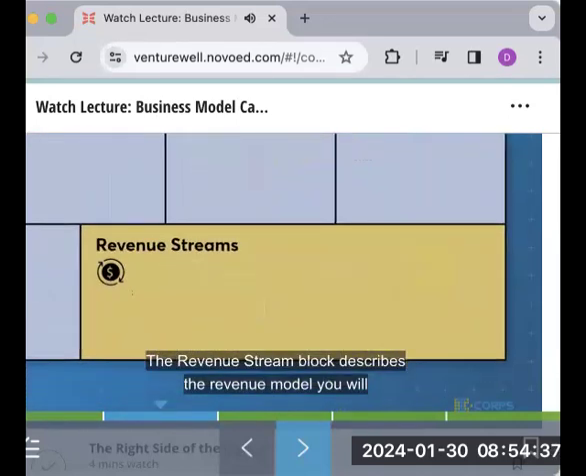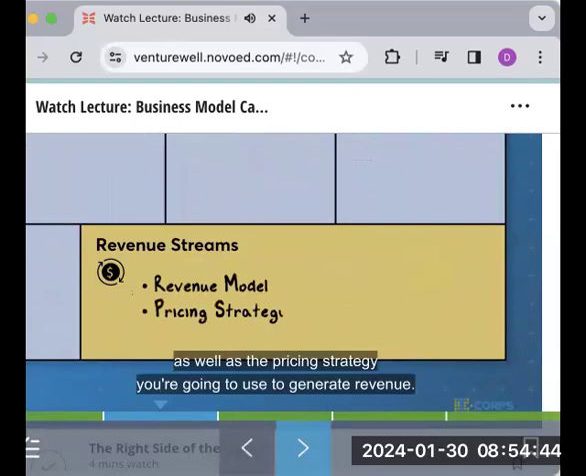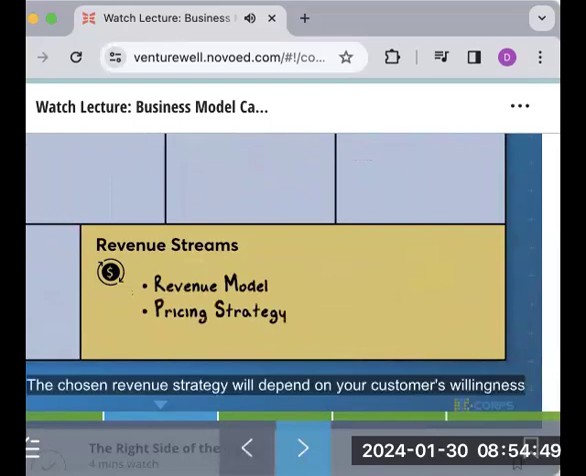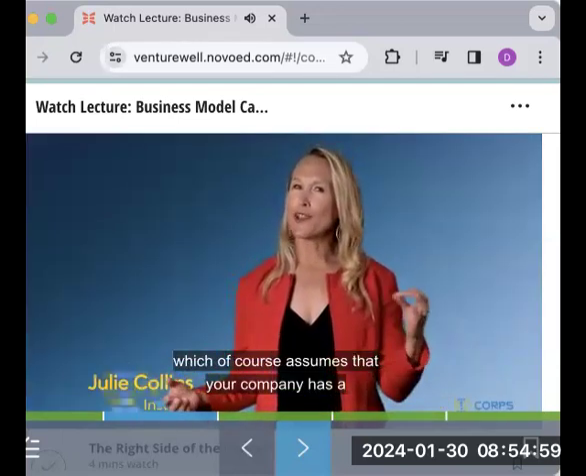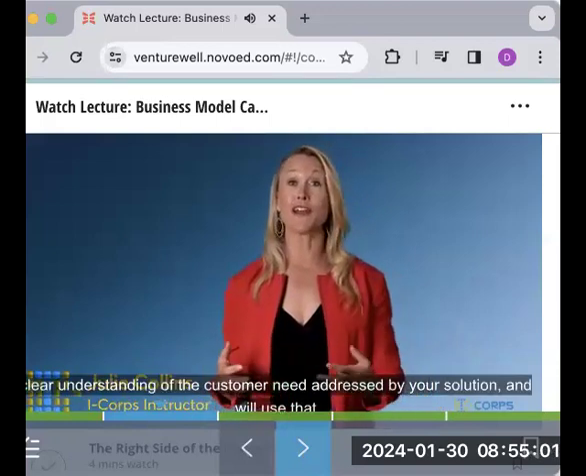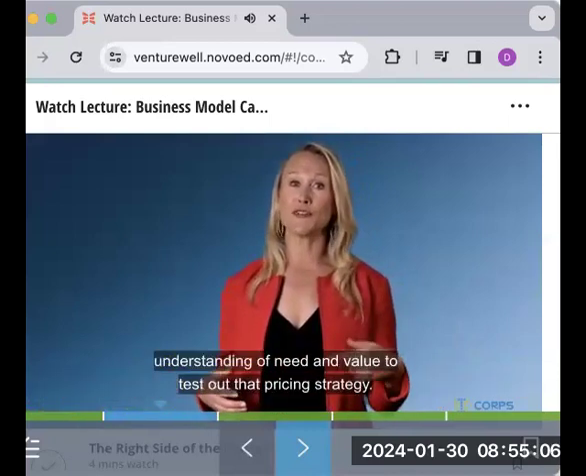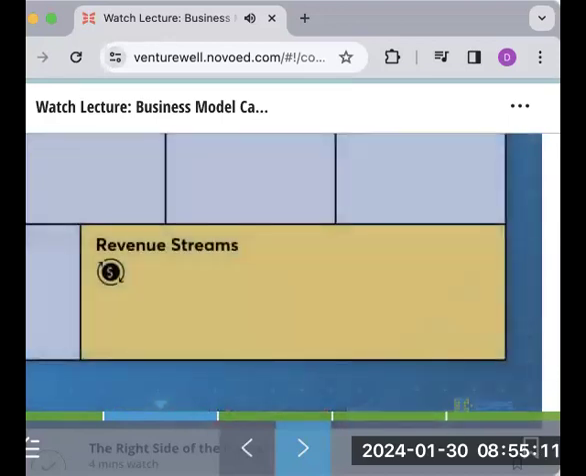The revenue stream block describes the revenue model you will use to sell your product or service, as well as the pricing strategy you're going to use to generate revenue. The chosen revenue strategy will depend on your customer's willingness to pay and the amount of value created by your solution, which of course assumes that your company has a clear understanding of the customer need addressed by your solution, and will use that understanding of need and value to test out that pricing strategy.